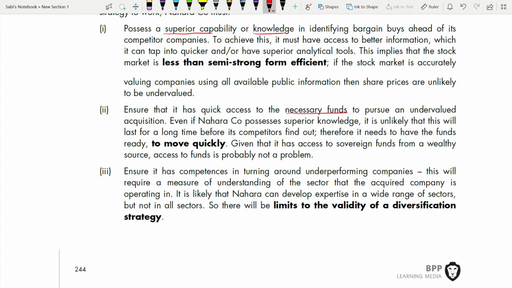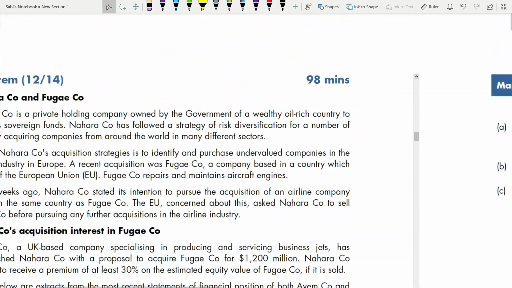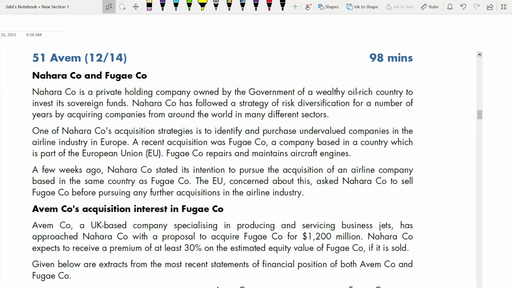Given that it has access to sovereign funds from a wealthy source, okay, access to funds is probably not a problem. This line is given in the first line, if you see. It is a private holding company owned by the government of a wealthy oil-rich country to invest in sovereign funds.